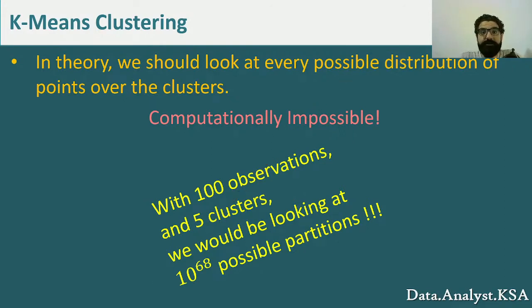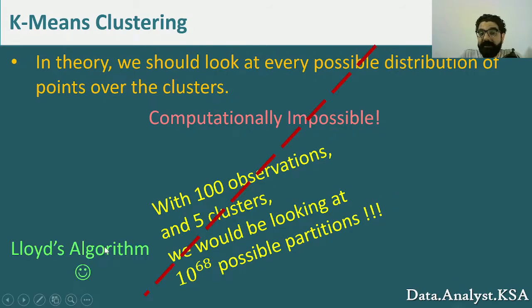So do we just stop? Do we just say that K-means clustering cannot be done because the theory is too computationally expensive or even impossible to implement? Well, no. Lloyd's algorithm comes to the rescue. Lloyd's algorithm is a way to estimate the K-means clustering, and it's very powerful and useful, and it's not computationally complex or expensive to do. It requires far fewer computations.